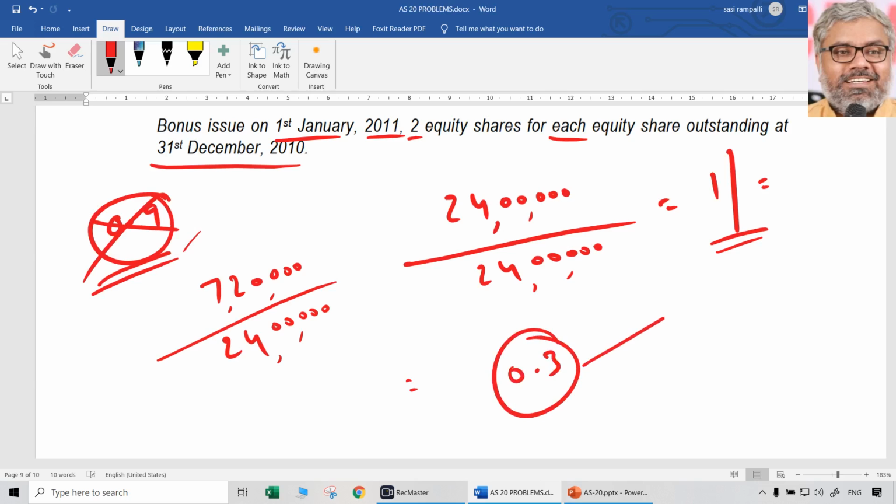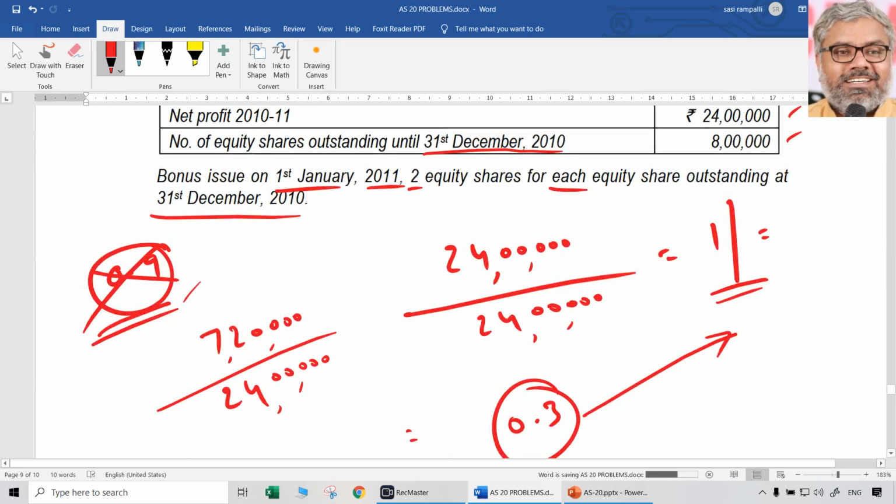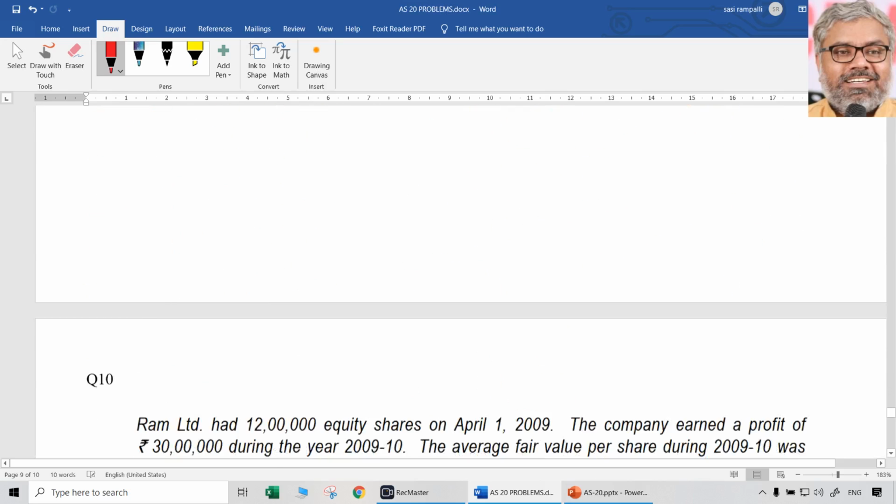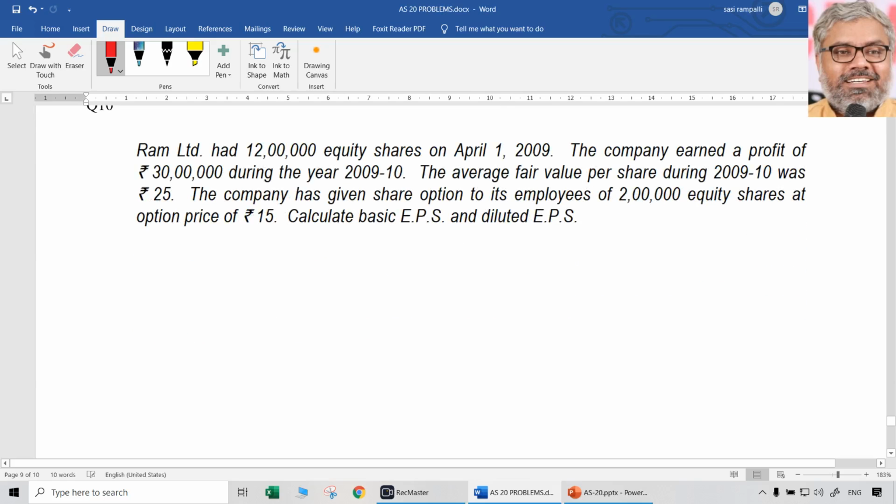See, EPS increased from 0.3 to 1, not from 0.9 to 1. Those will not be comparable because of completely different denominators. That is why we have to restate the EPS of last year while presenting it along with the current year's financial statements. That's it. So that is question number 9. Current year's EPS is 1 rupee, last year's EPS originally 0.9, but now restated is 0.3. That is the bonus shares type of question.